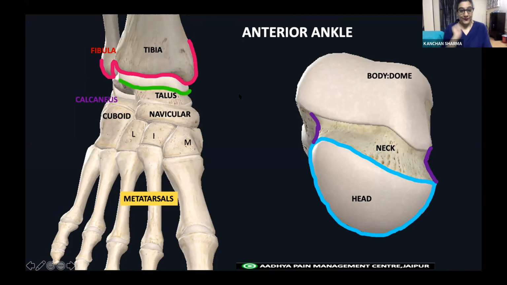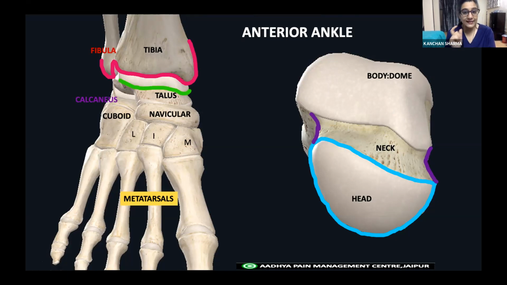Okay. When we are talking about the ankle joint, what exactly is the ankle joint? The ankle joint is the synovial articulation between the lower end of your tibia and fibula with the dome of the talus. This you should remember. This is the talus. The talus has a head, a neck, and then this is the body, and the superior portion of the body we call the dome of the talus. So the tibia and fibula articulate with the dome of the talus to form the ankle joint. It is also known as the talocrural joint.